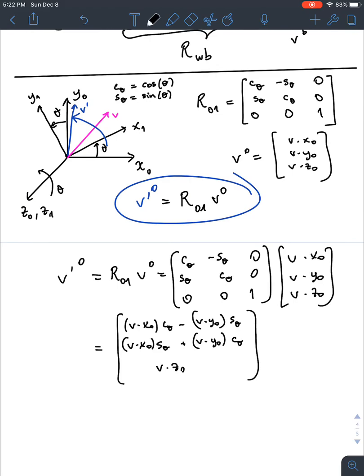Okay. What I'm saying is that this is equal to the components of v prime: v prime dot x naught, v prime dot y naught, v prime dot z naught. Okay, this is equal to that, is what I'm saying. Yeah, that's pretty much the second interpretation of the rotation matrix. And those are the two interpretations that I wanted to cover today.